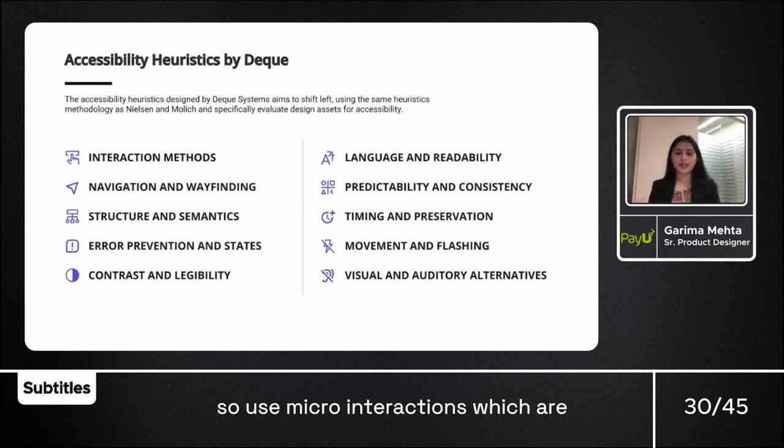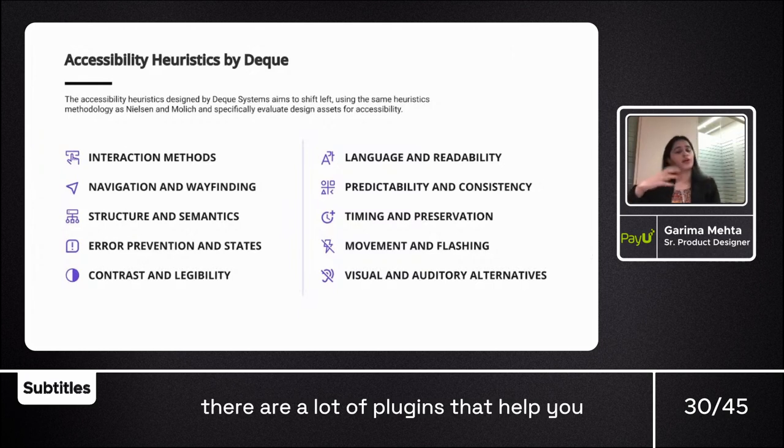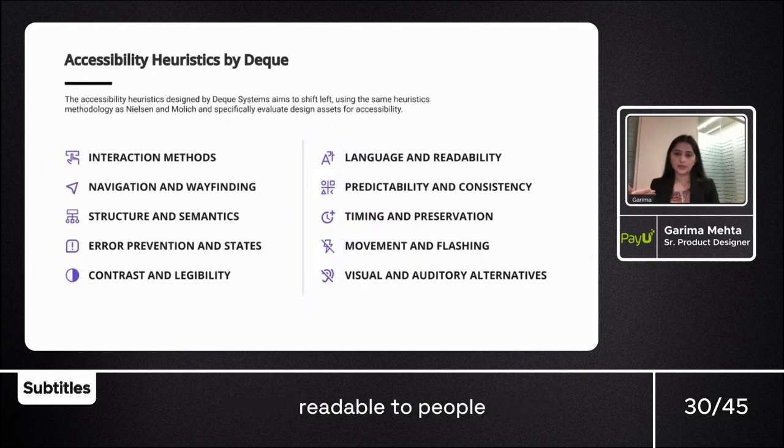So use micro interactions, which are subtle, easy to see and not harsh. Then contrast and legibility. I think Figma and XD have a lot of different contrast understanding tools, and there are a lot of plugins that help you understand the contrast of foreground and background. Is my text easily readable to people? I will cover this tool as well in the upcoming slides.